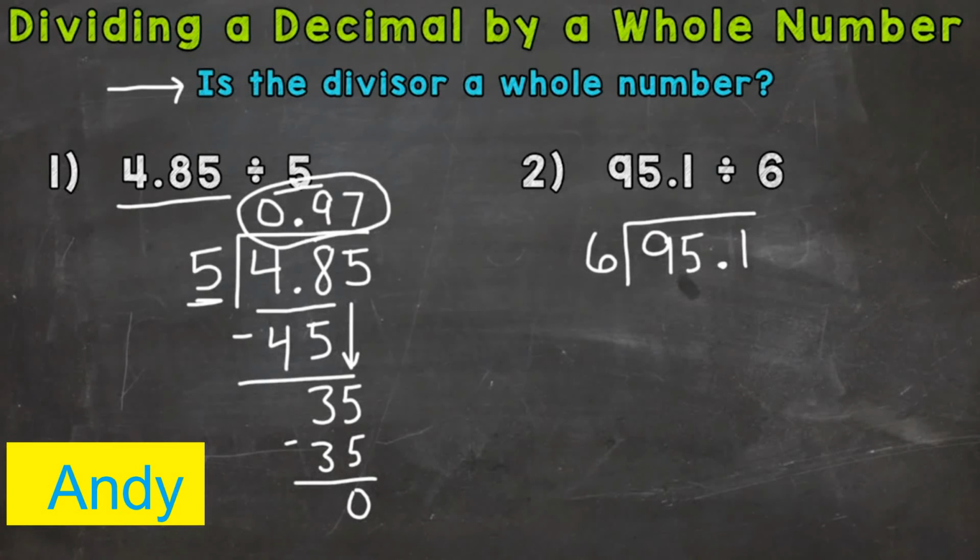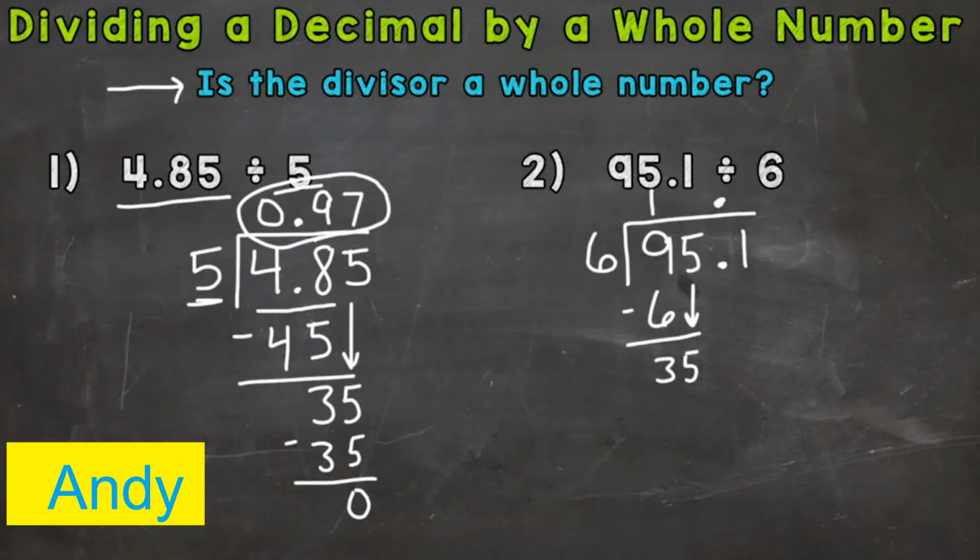Now, we always ask ourselves this question, although we know the answer to it in this video, you will get to a point where you have mixed up problems. So 95 and 1/10 divided by 6, is the divisor a whole number? Yes, so we can bring our decimal straight up. It's going to be straight up within our answer there. Now we start our division process. So 9 divided by 6, how many whole groups of 6 out of 9? Well, 1. 1 times 6 is 6. Subtract, we get 3. Bring down our 5.